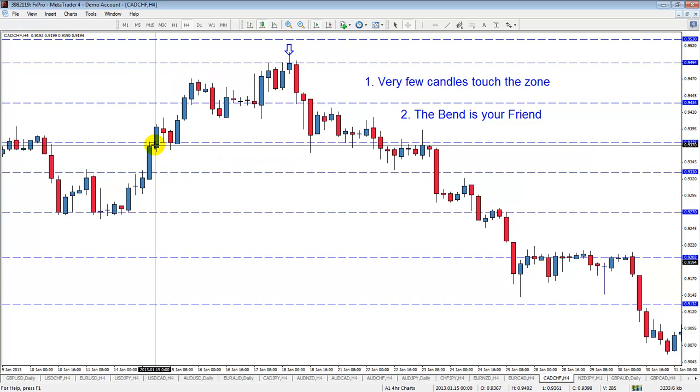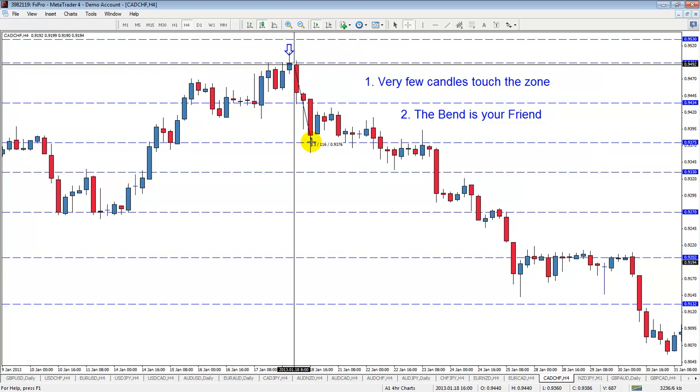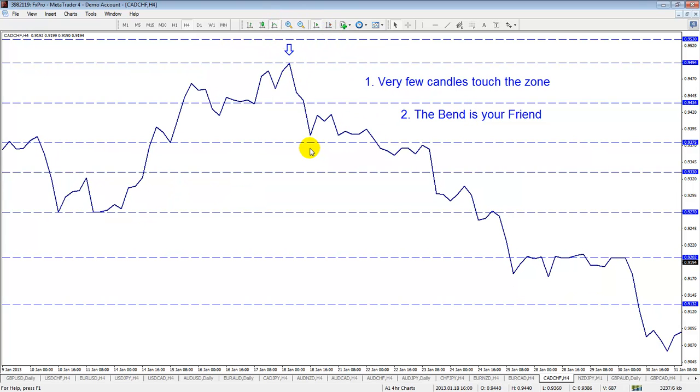How many candles did it take to go from this zone at 93.70 to this zone up here at, we'll just call it 95? So it went 120 pips, and it took 20 candles. How many candles did it take to go down after it printed this reversal? 3. It took 3 4-hour candles, 12 hours to retrace 130 pips. In other words, the bend is your friend because you get a lot of pips when it bends.